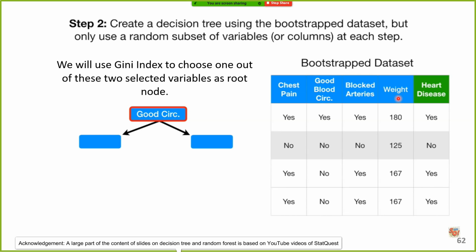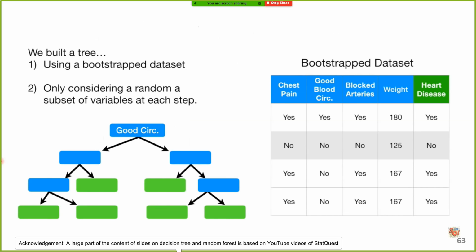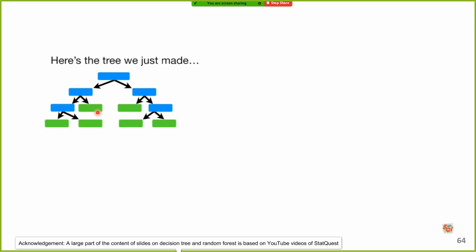Now we are left with 3 different features: chest pain, blocked arteries, and weight of the patient. Again we will randomly pick 2 features out of these 3. Suppose we have chosen chest pain and blocked arteries, then we will find out the Gini index of these 2 features and decide which one should appear next here. By this process we will create a decision tree like this. So here we have built a decision tree using a bootstrap data set, considering only a random subset of the variables at each step. So this is one decision tree we have created.